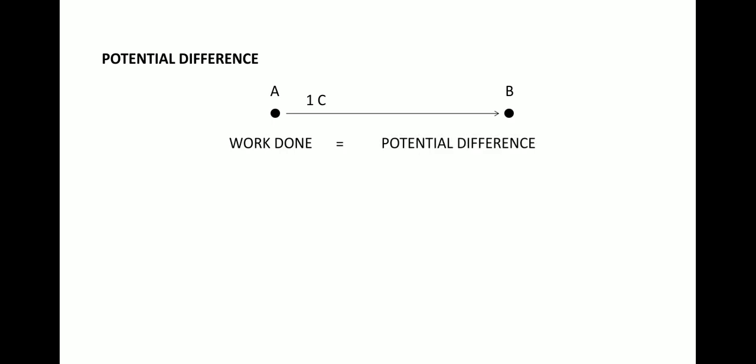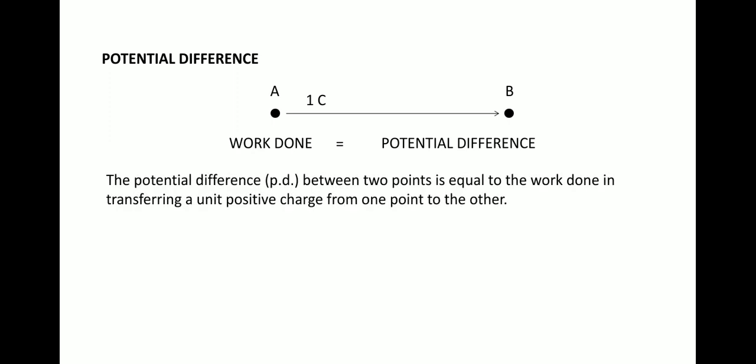Potential difference. Similarly, let's say there are two points A and B. In order to bring a positive charge of 1 coulomb from point A to point B, some amount of work needs to be done. So this work done will be equal to the potential difference. We can define potential difference as follows: the potential difference between two points is equal to the work done in transferring a unit positive charge from one point to the other. So if the potential of A is VA and the potential of point B is VB, then the potential difference is given by VA minus VB, which will be equal to the work done divided by the charge.